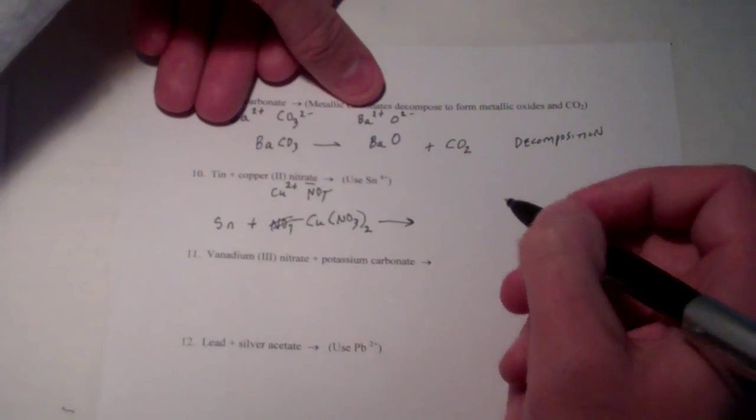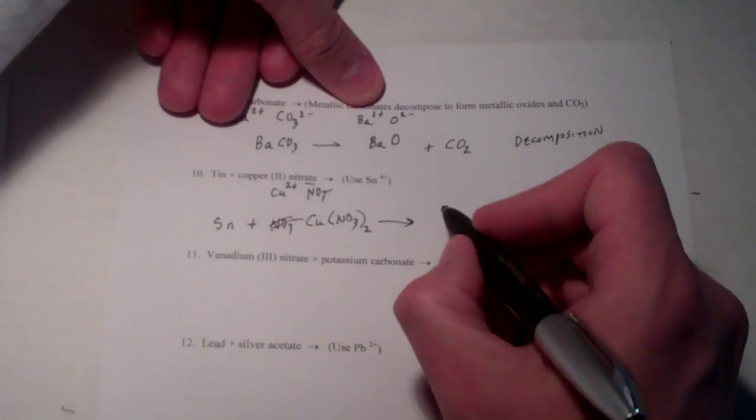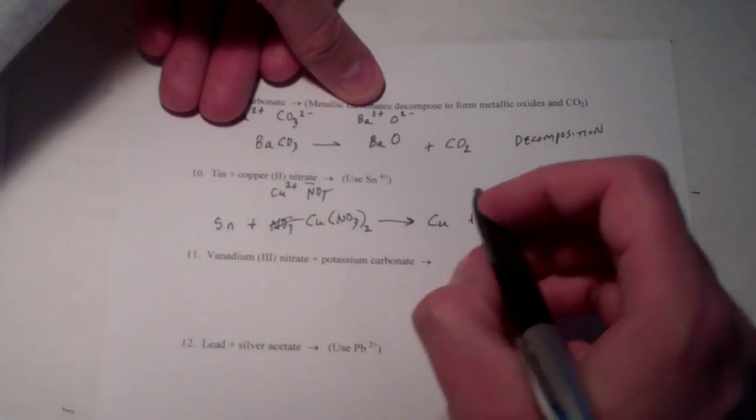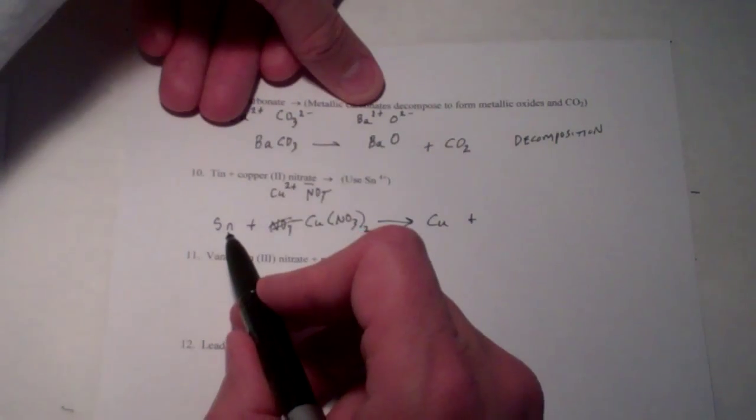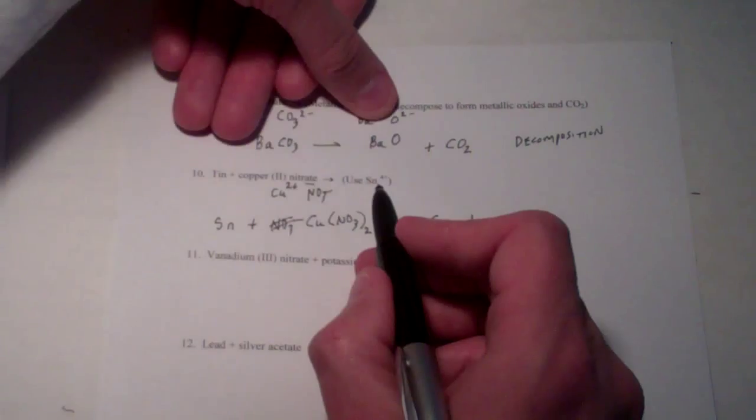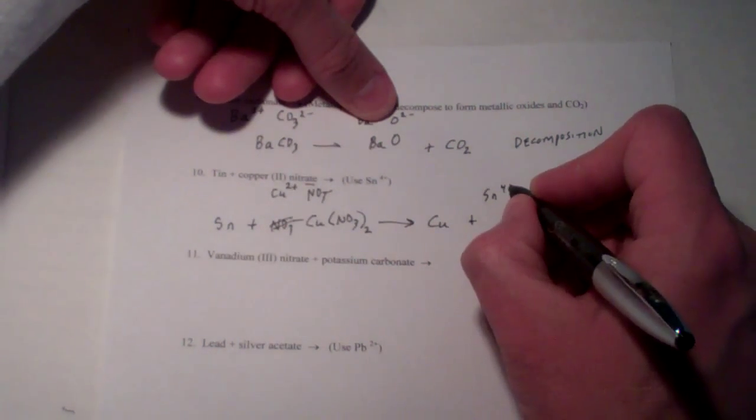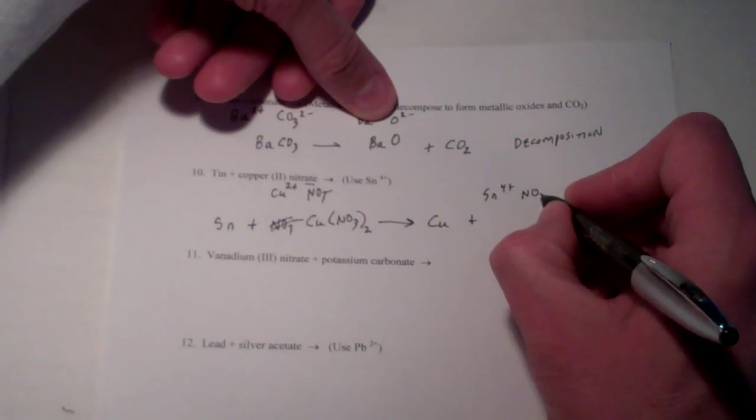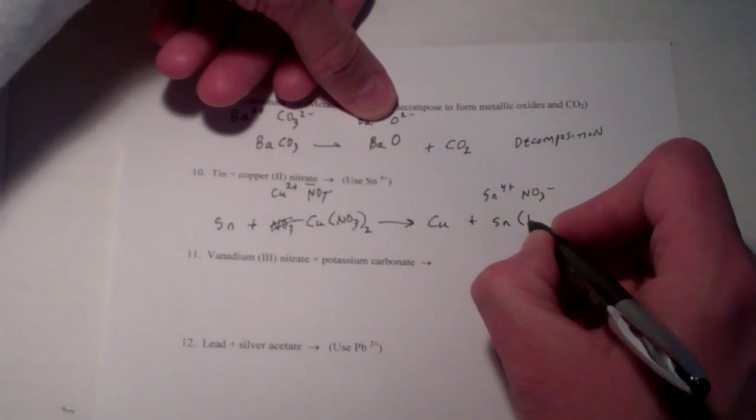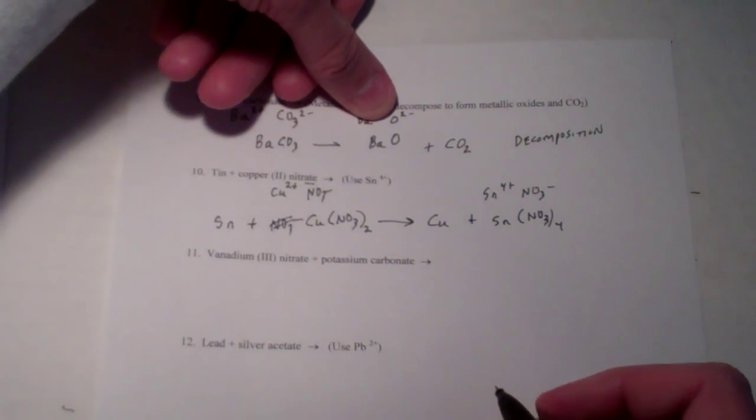Now, this looks like a single replacement reaction. Tin is a metal, it will switch with copper, which is a metal. So copper's all by itself. And tin will get together with nitrate. Now, tin can have multiple oxidation states. In this case, I'm telling you to use tin 4 plus. So if I do that, tin being 4 plus, and nitrate, as we've already seen, is 1 negative, the formula would be Sn, parentheses around the nitrate, and we need 4 of those to balance the charge.